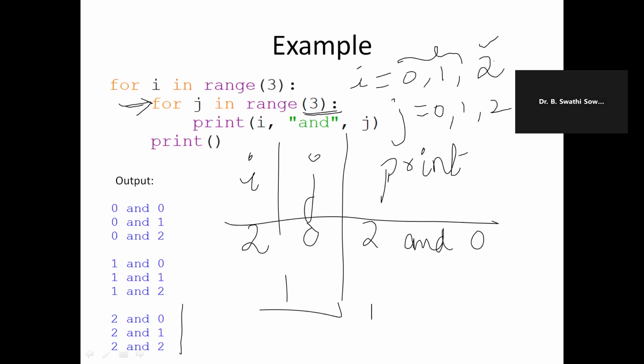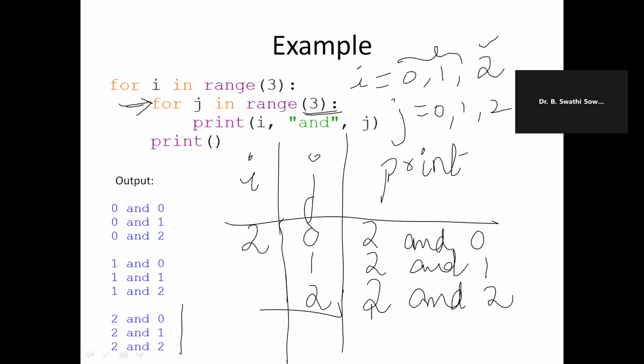The j value is checked here, and if the incremented value is less than 3, then it will print the i and j values. And the next one: again it is incremented and printed, 2 and 2. Again the j value is incremented and the condition fails here. It will come out of the loop and execute the outer loop statements.